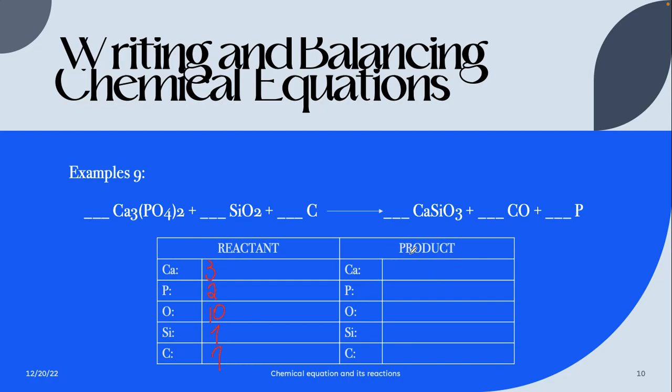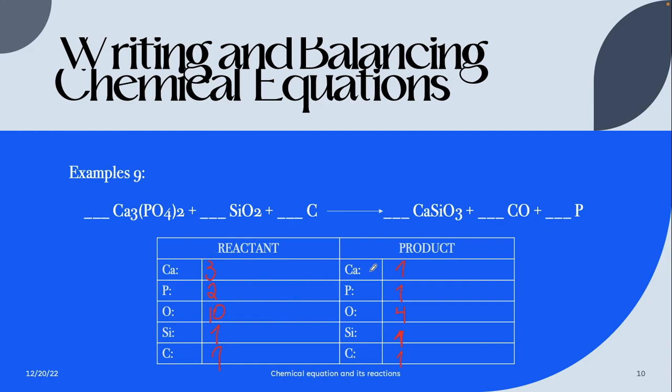On the product side, we have 1 calcium, 1 phosphorus, 4 oxygens, 1 silicon, and 1 carbon. So this is not balanced. In order to balance it, of course, we need to make some adjustments.